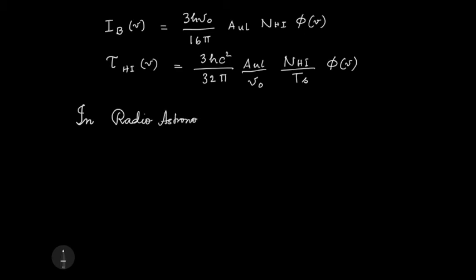So remember that these lines are in the radio frequencies. So in radio astronomy, we defined something called brightness temperature. This is just attaching a temperature with a specific intensity. So what is the definition of brightness temperature?